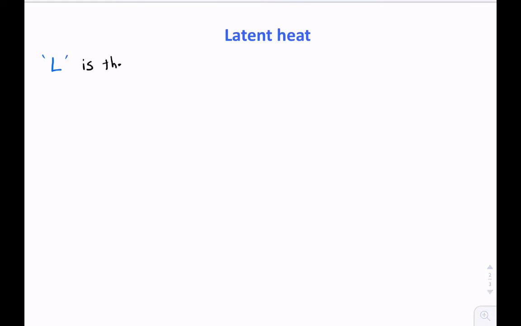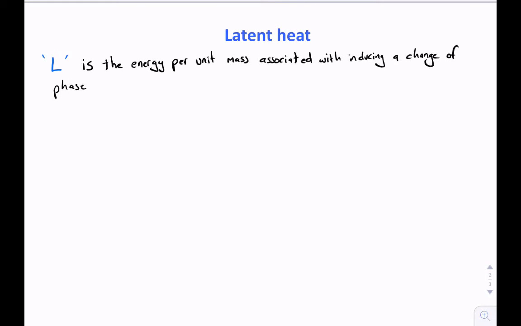Latent heat, L, is the energy per unit mass associated with inducing a change of phase. What does this mean? Well, this is a process whereby heat is added to a system, but no change in the temperature of the system is observed. From what we've seen so far, this could seem counterintuitive. You might remember that heat equals specific heat times mass times delta T. So heat is proportional to the change in temperature, delta T. That is, if you add heat, you should see a temperature change.